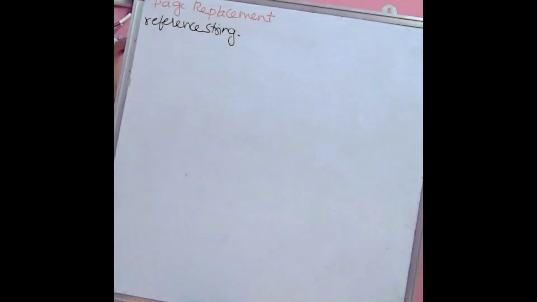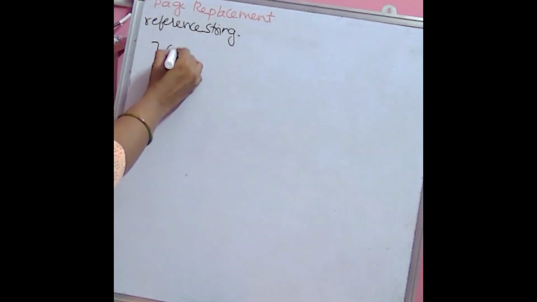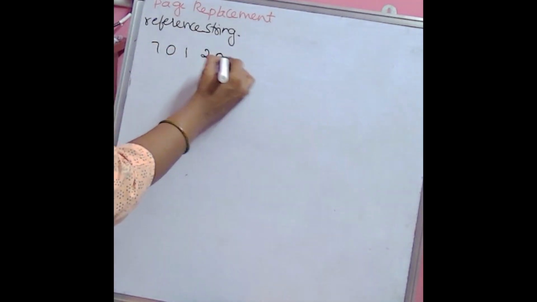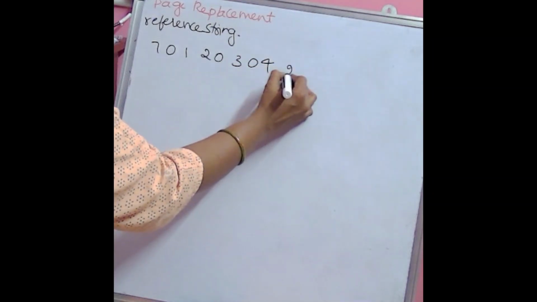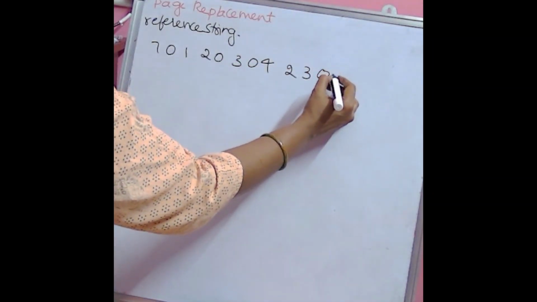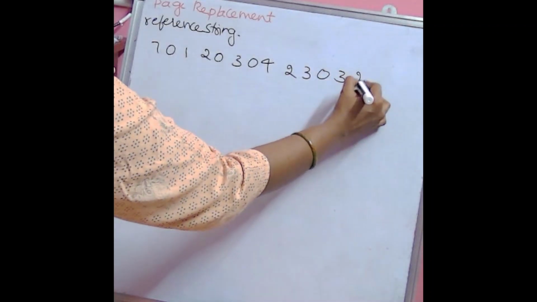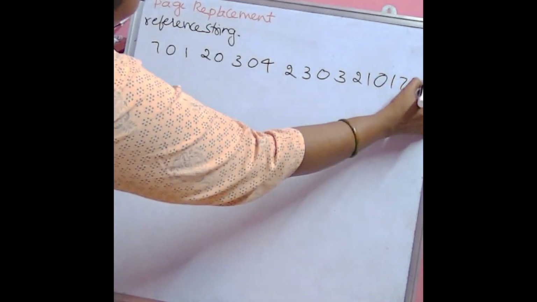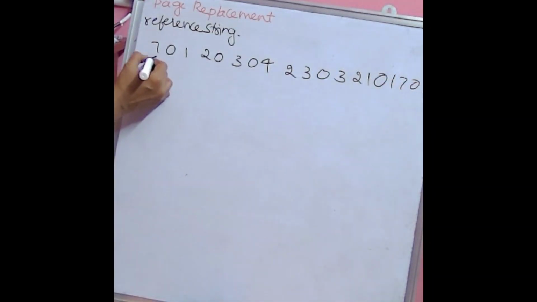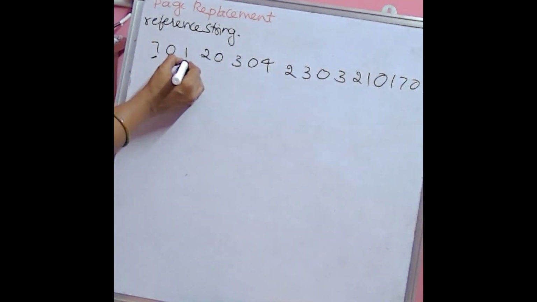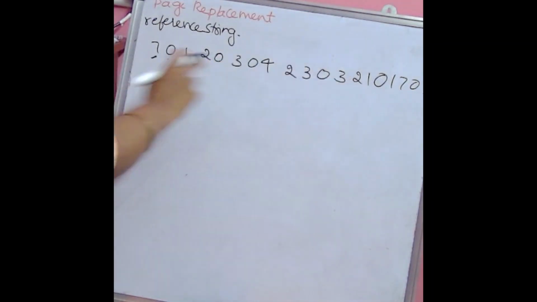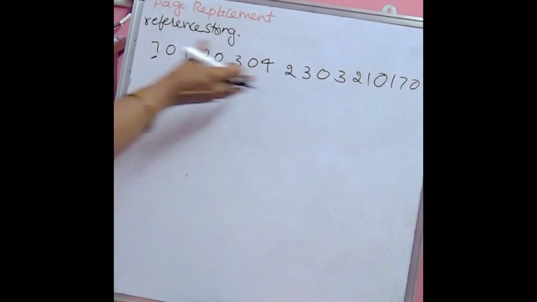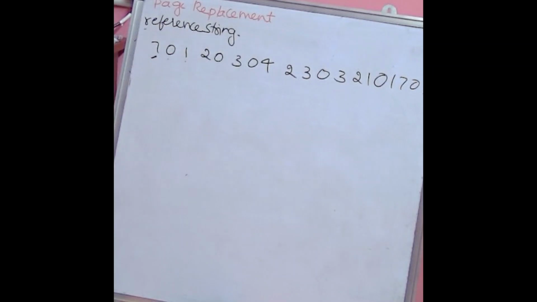For example, I am taking these as the page numbers required to complete one program execution. First it needs to refer to page number 7, after that page number 0, after that page number 1. The complete program is in 8 pages, from 0 to 7. But to complete the program execution in this sequence, these are the memory references. This complete set of memory references we call the reference string.